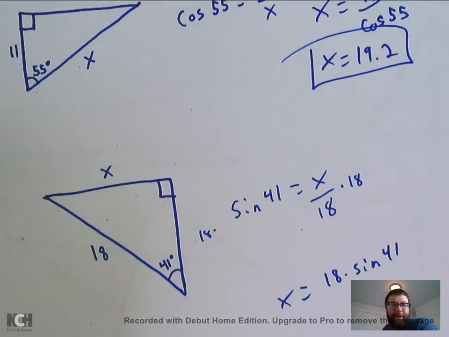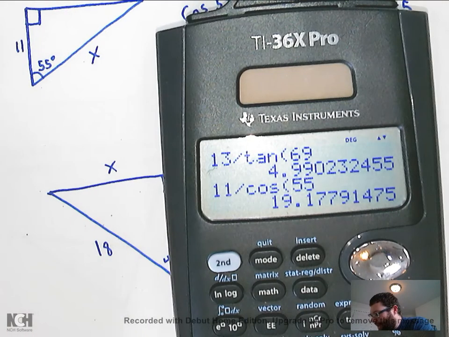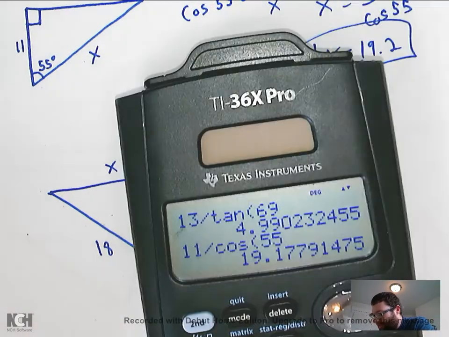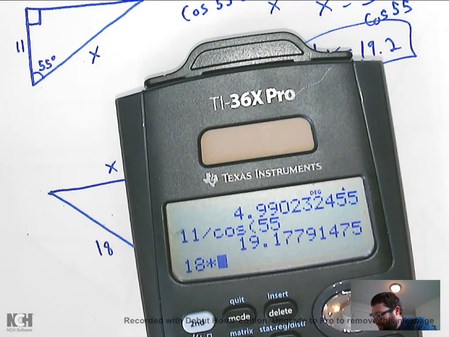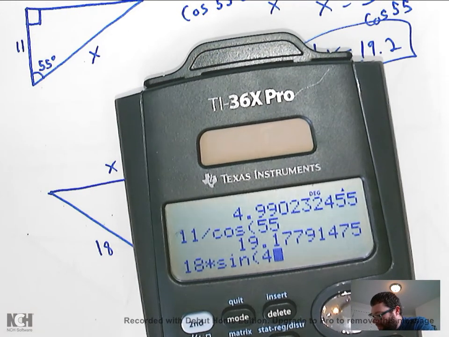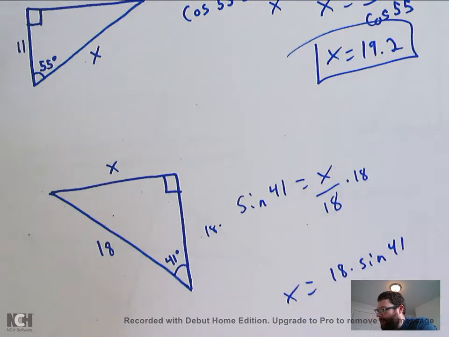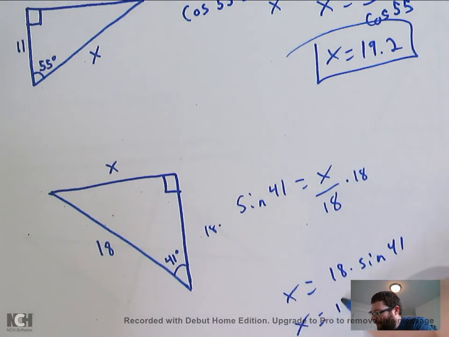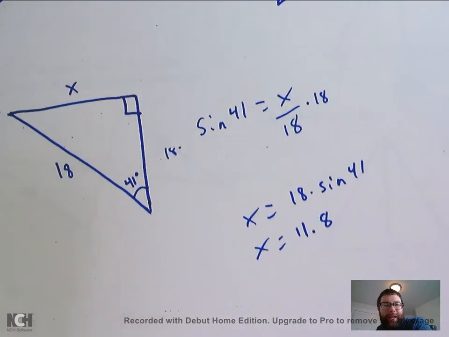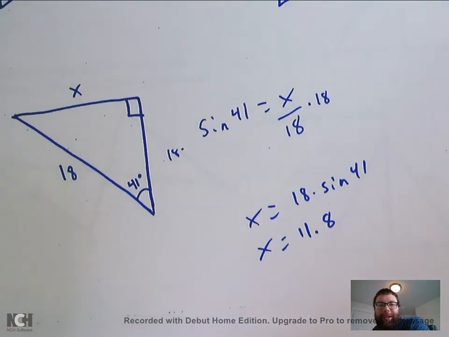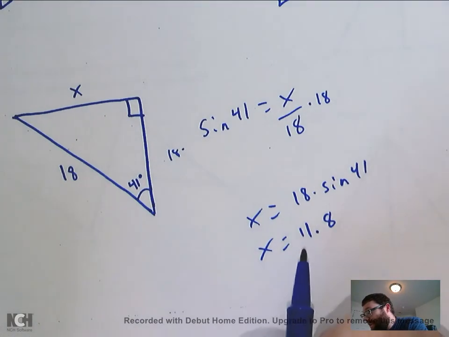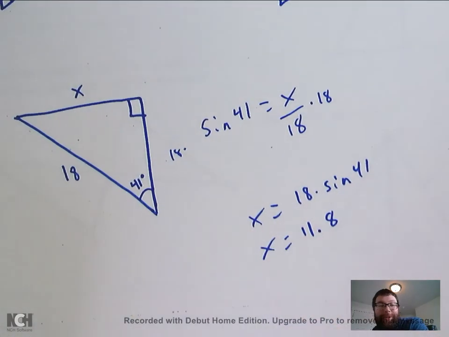Okay? So not too bad, right? Plug that in your calculator. 18 times sine of 41, and you get 11.80, which would round to 11.8, would be the length of that opposite side. Now, if you ever do this and you get a side longer than the hypotenuse, you did something wrong.